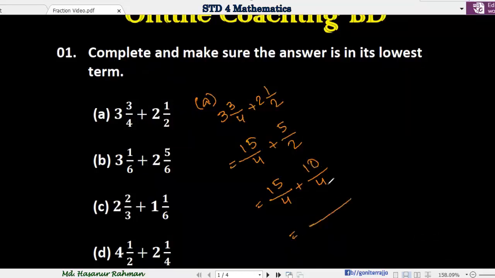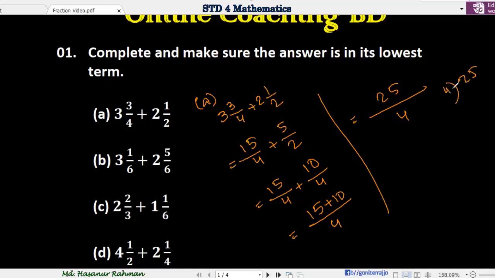Now if the new denominator is the same then we can just add the numerators, 15 plus 10. So here 15 plus 10 should be 25, and there is a 4 here. So now we have to convert this into a mixed fraction. If we divide 25 by 4, we will get 4 times 6 are 24, so 1 will be left. So the answer should be 6 whole 1 by 4. And that is the answer of number A.